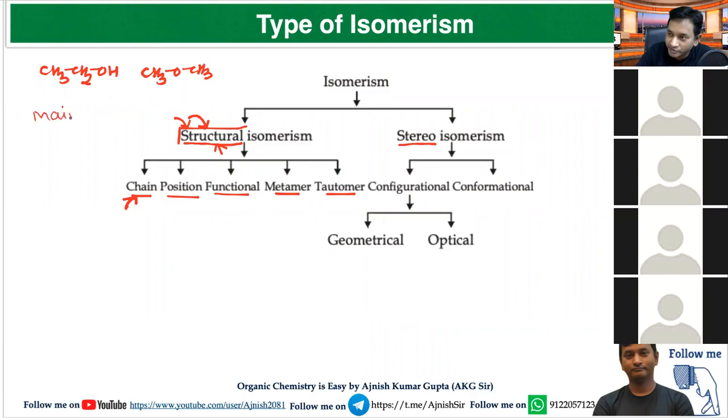Two things which you have to analyze and understand: main chain or side chain. Main chain may be methane, ethane, propane, butane, hexane. Side chain may be ethyl, propyl, methyl, pentyl, hexyl. If I take the example, this is butane and this is isobutane. The number of carbon in the main chain is 4. Here, the number of carbon in the main chain is 3. So they are chain isomers.